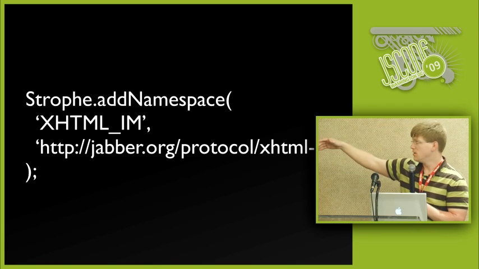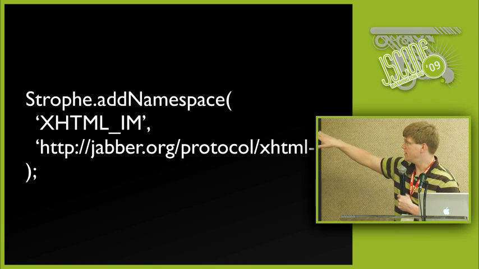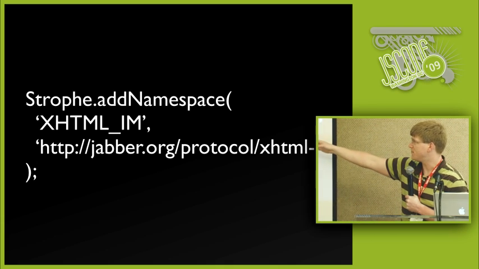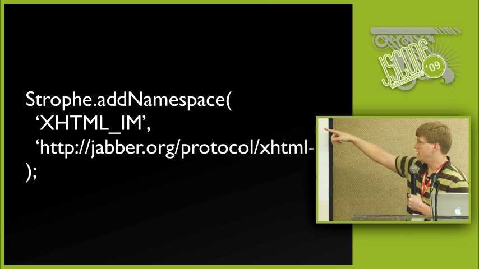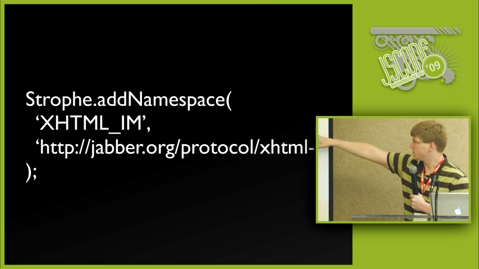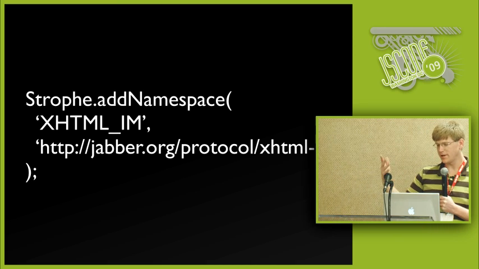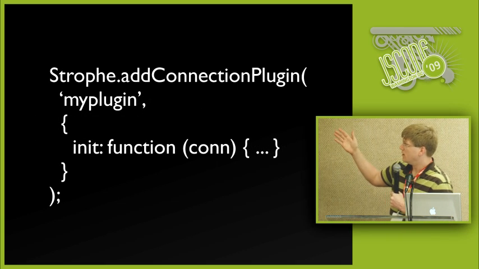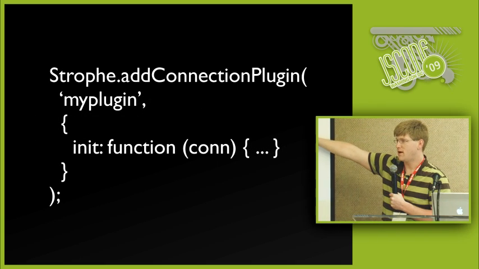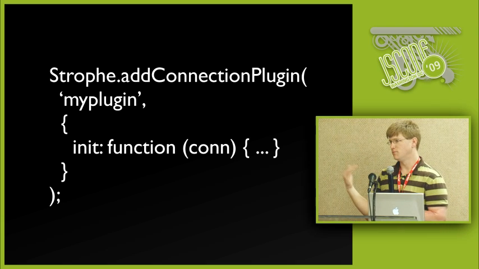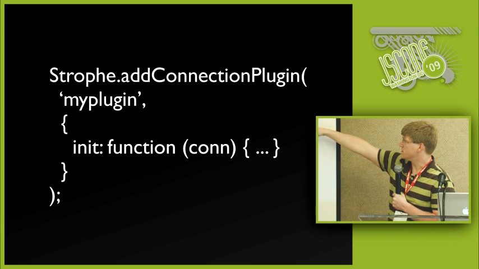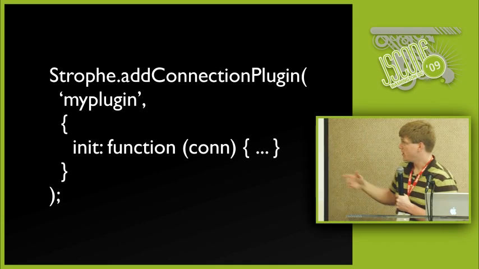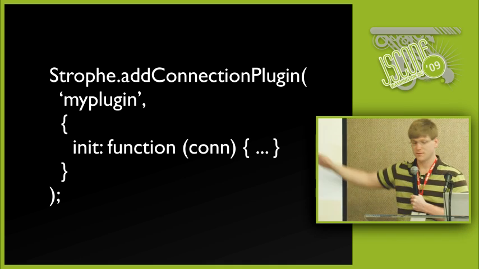You can add namespaces. As I said, these are the things that sort of define the extensions. So each extension has to be namespaced. This is, for instance, the XHTML IM namespace, and that's actually the full namespace there. So your plugin can add new namespaces that you can use, so you don't have to keep writing them. And it has add connection plugin. You have the name of the plugin, and you just pass in an object. What will happen is your connection object will get a new attribute, which would be my plugin in this case, which will get initialized whenever your connection is initialized. And so you can have all of your fancy functions like subscribe and stuff in this object.